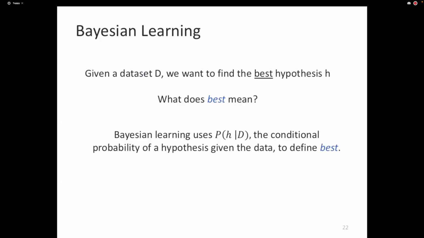Bayesian learning uses the probability of the hypothesis given the data to define the word best. We want to find the most probable hypothesis given the data set. Having observed the data set, among all the hypotheses that are possible in the hypothesis space, our goal is to find the best, the most probable one, which means the probability distribution of interest here is P of H given D. Before I start applying the Bayes rule to this, are there any questions about this?